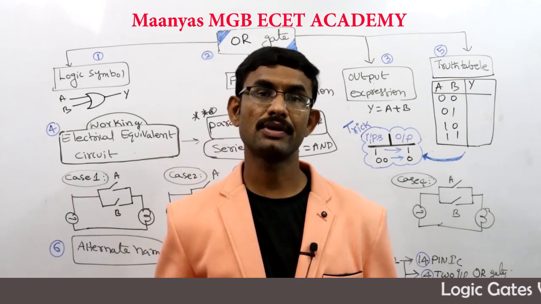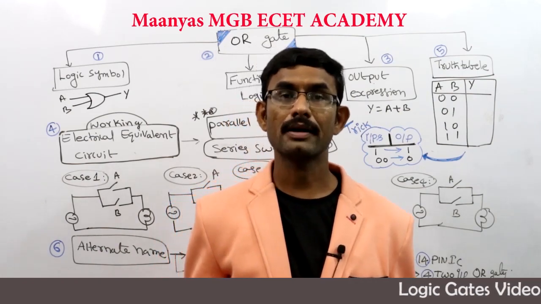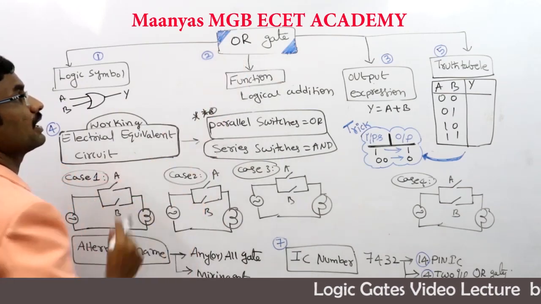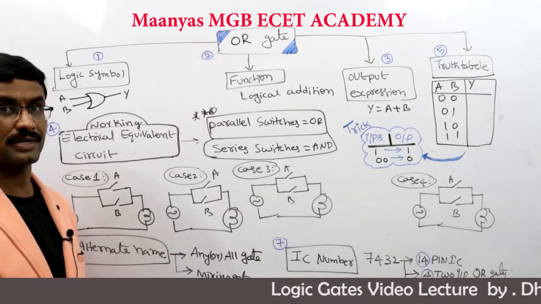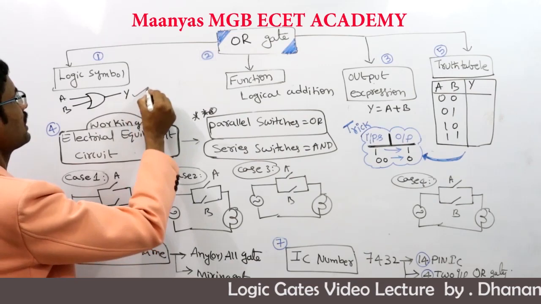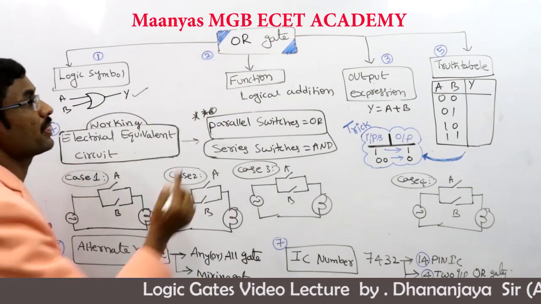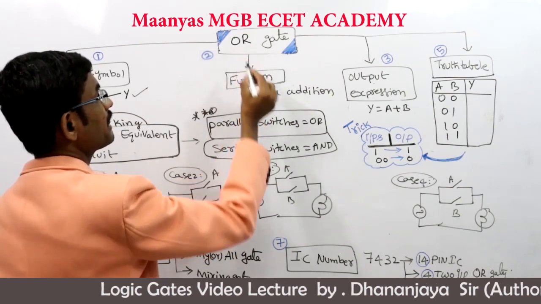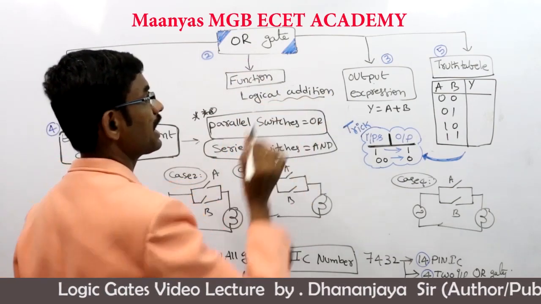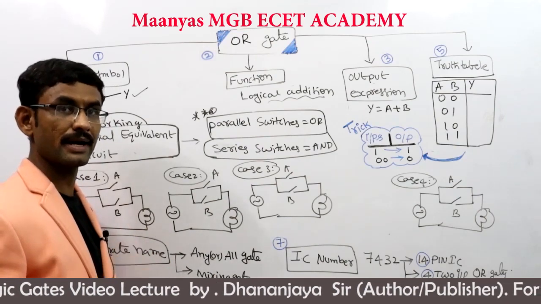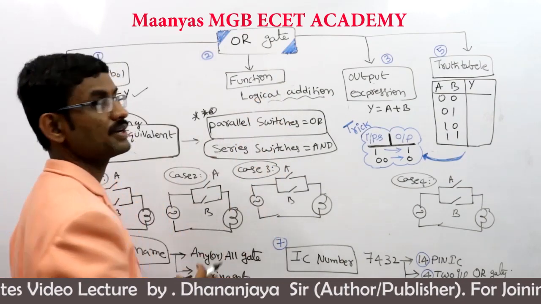Now we are going to discuss the OR gate. OR gate is one of the basic logic gates. This is the logic symbol of the OR gate. The function performed by the OR gate is logical addition. What is the difference between ordinary addition and logical addition?